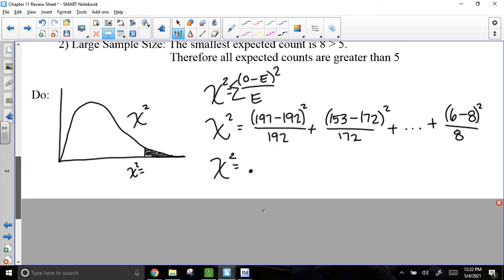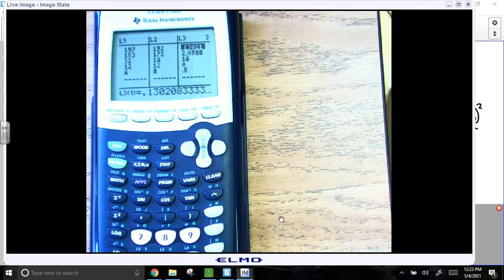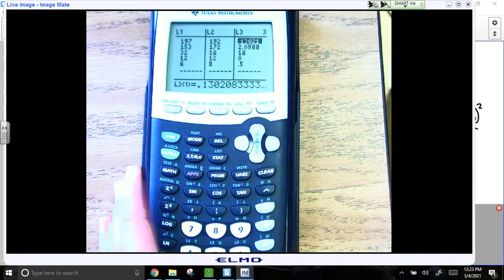I would say that's 0.13 plus 2.09 plus 16 plus 0 plus 0.5. So I like to write them in. You don't have to, but I went ahead and wrote them in. Now, how do we find the sum of those quickly? You can either add them up right like that, or remember the calculator will do it for us.